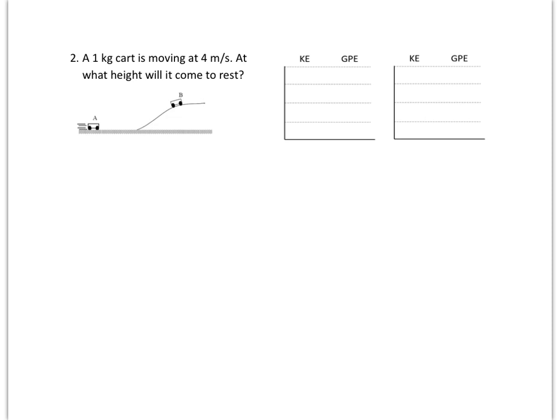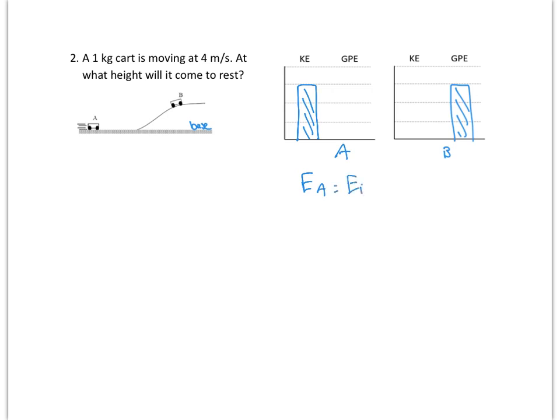All right, let's do another example. Now we have a 1 kilogram cart moving at 4 meters per second. What height does it come to rest? So A and B, base level is the ground. At A it's moving, it has no height. At B, it has height. It is no longer moving.